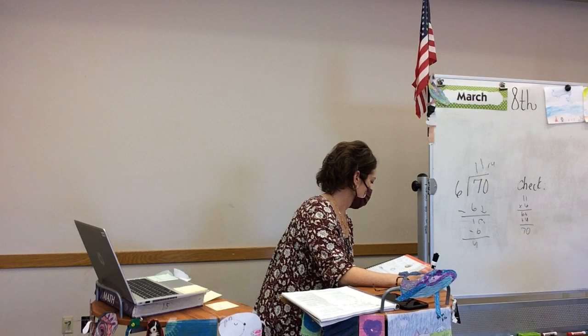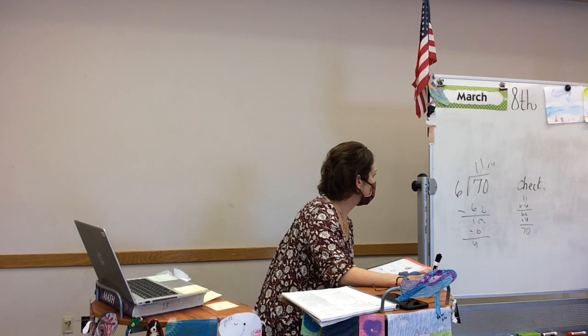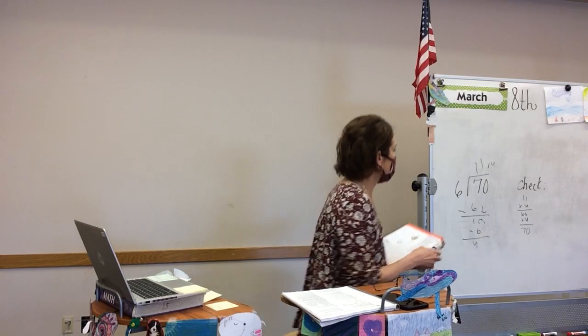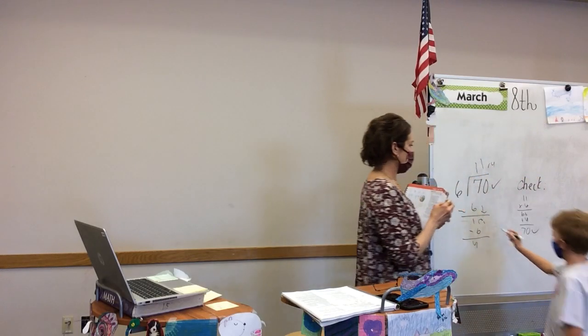My check is probably too small. Can you all see? Yeah, the check is very teeny tiny, but it is correct. It's 11 times 6 equals 66 plus 4 equals 70. So the 70, check, check. And this.